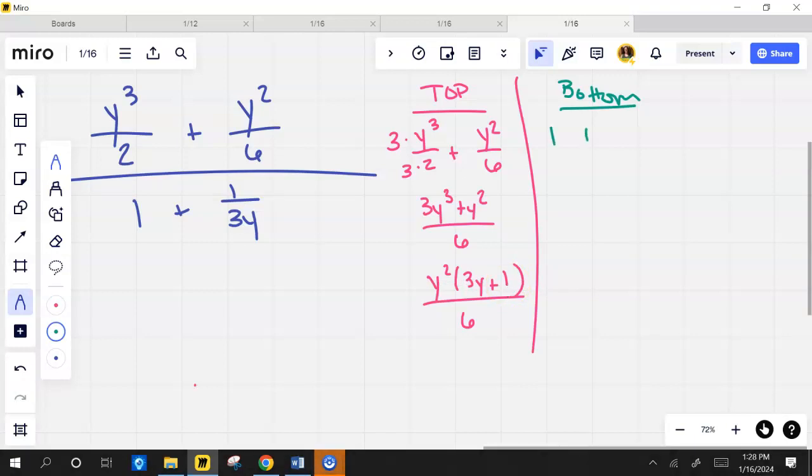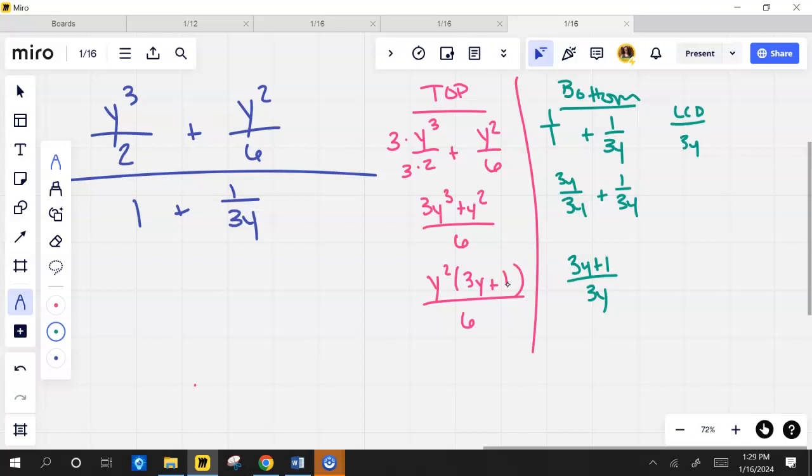All right, this one's a little bit harder to see because there's a 1 there and there is no denominator. It does have a denominator. What is the denominator? 1, right? This is really 1/1. Yes? So the LCD is going to be 3y. So that's exactly right. I'm going to have 3y over 3y plus 1 over 3y. Yes? Bottom. Simplified. Everybody okay with that?